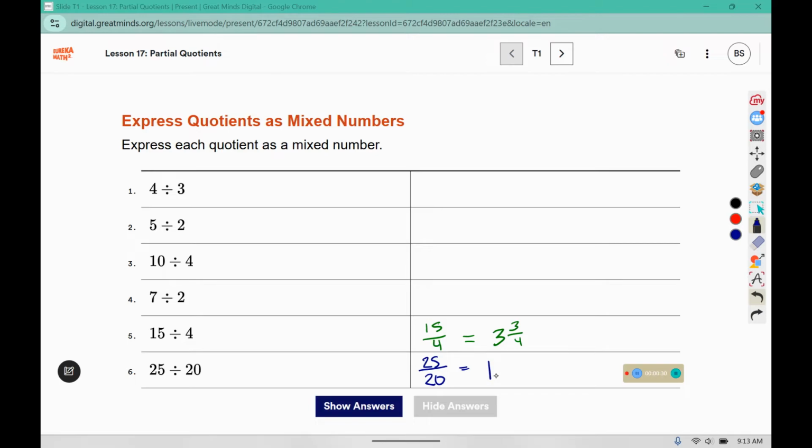20 fits into 25 one time. 1 times 20 is 20. Plus 5 more would make 25. This can also be reduced by 5. 5 goes into 5 once and into 20 four times. I'm okay with you leaving it at this answer, but you may also change it to this. Please complete the remaining 4 problems.